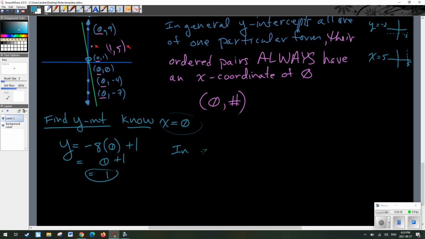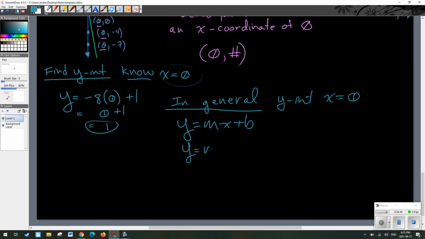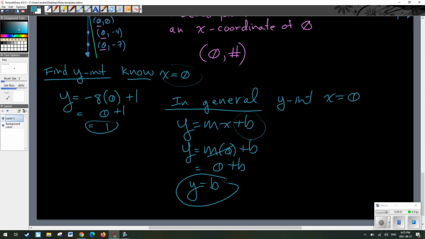So if we think in general, right, we have y equals mx plus b. If I want a y-intercept, I know that means x equals 0. So in general, what I can do is I can say, oh, that means that y equals m times 0 plus b. Anything times 0 is 0, so that's 0 plus b, which is just b. Okay, so our y-intercept is always going to be b, which is what I instructed you, but this is a mathematical demonstration of why that actually works. So that is how I'm going to get y-intercepts.